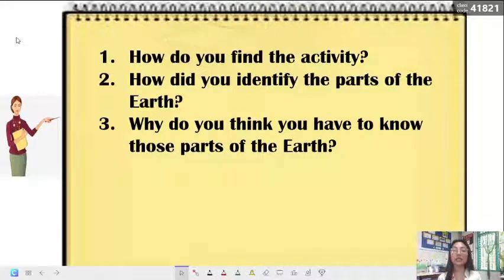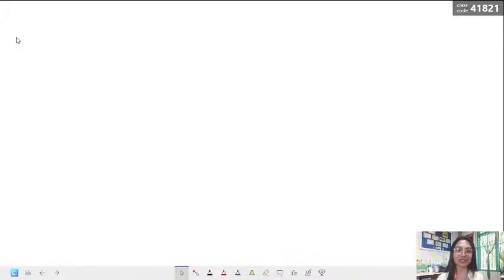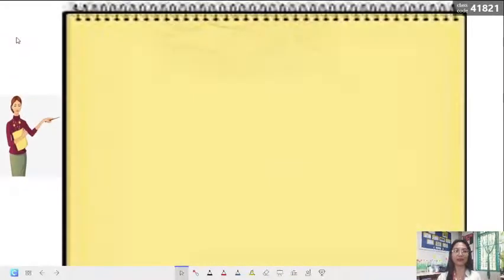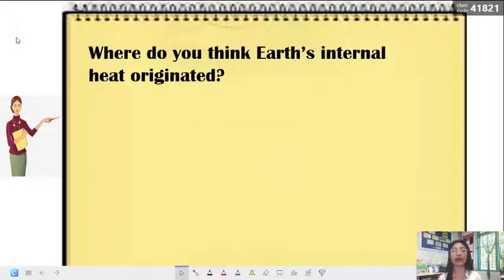Yes, it is important for us to know those parts of the earth because we will use those terms or words in our lesson. So let's have our discussion. Where do you think Earth's internal heat originated?